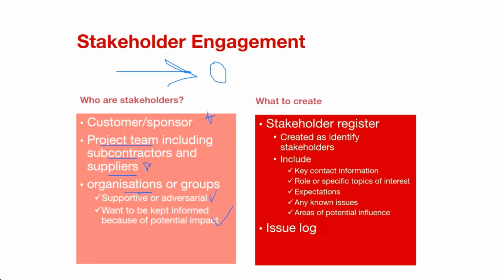So when you're engaging your stakeholders, it's not just your internal stakeholders that are directly engaged with the project, but also your external secondary stakeholders, who need to be informed, who need to be told what is going on, and so forth. That is why it is so important that you create a stakeholder register, that you know who the stakeholders are, that you include all the key information, and that you also log issues.